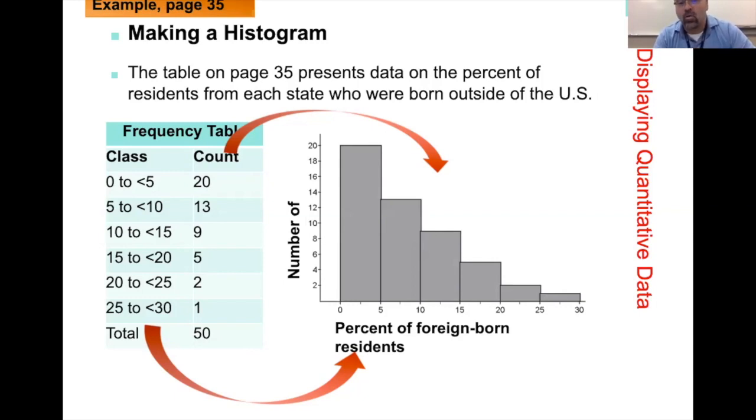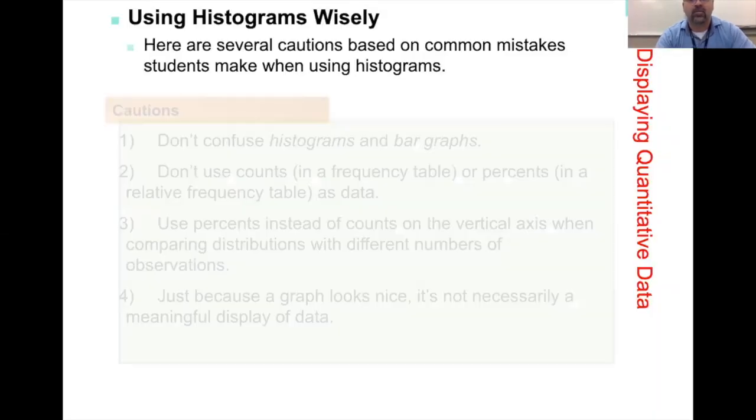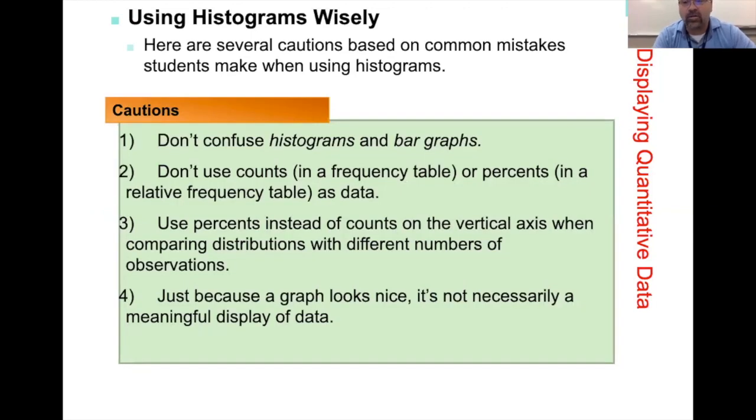Hey, while we're here, what would you think the shape of this histogram looks like? Did you say skewed right? Because then you'd be correct. Yeah, this is a skewed right histogram. All right. These are not bar graphs. Bar graphs show frequency, but they show frequency for categorical variables. Histograms show frequency for quantitative variables.